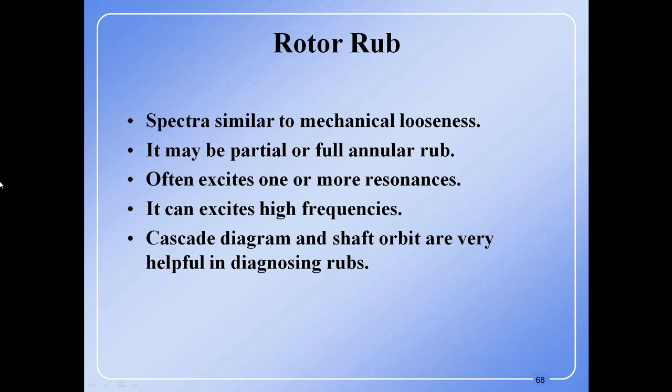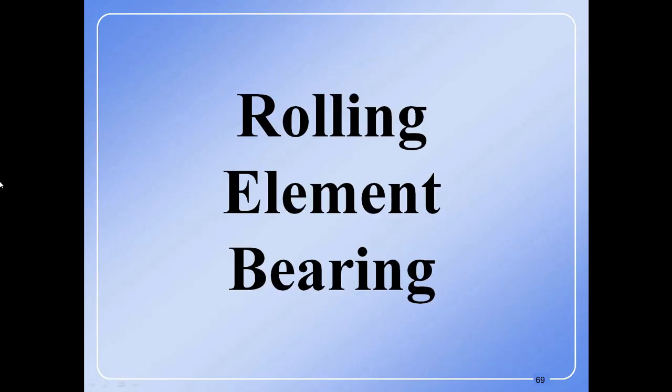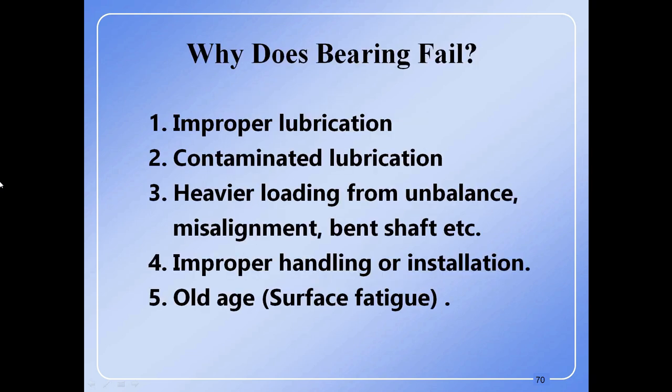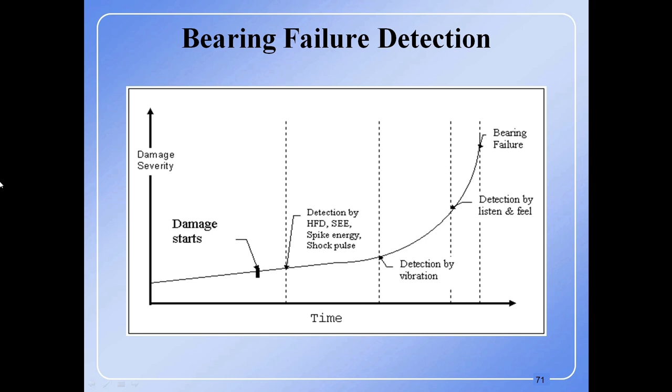And the fifth point, cascade diagram and shaft orbit are very helpful in diagnosing the rolling element bearing. Why does a bearing fail? Improper lubrication, contaminated lubrication, or heavier loading from unbalance, misalignment, bent shaft, etc. Improper handling or installation, old age. Bearing failure detection: you can see in the picture the graph of damage severity with time.